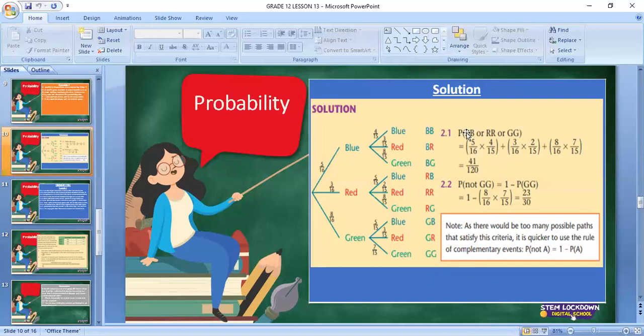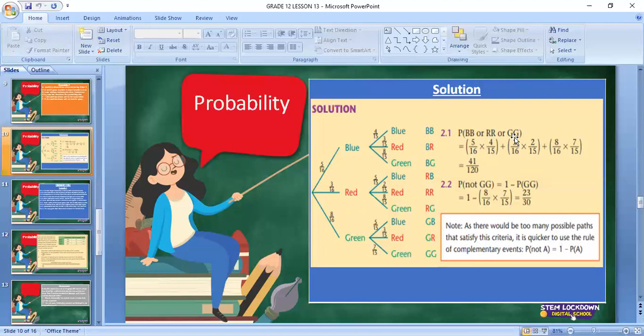So to do that, we now have to combine. For blue, blue, we will multiply the two probabilities. So 5 over 16 multiplied by 4 over 15, or, and or is plus. In probability, and means times, and or means plus. We have 5 over 16 multiplied by 4 over 15, or that means plus red, red, 3 over 16 times 2 over 15. Or we can have green, green.